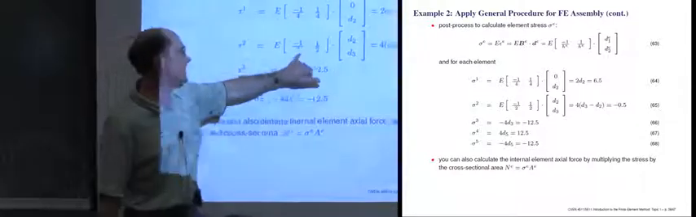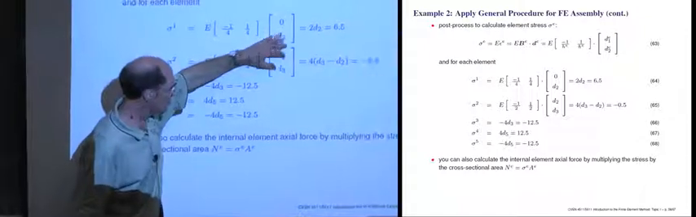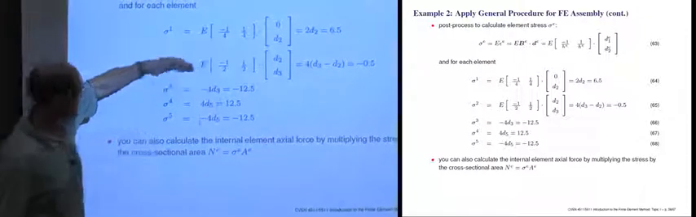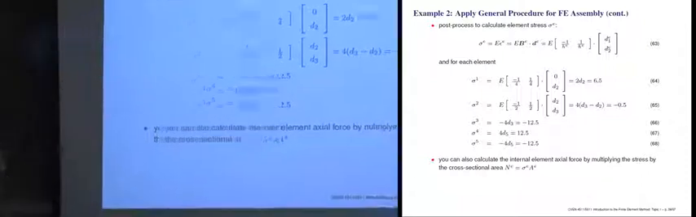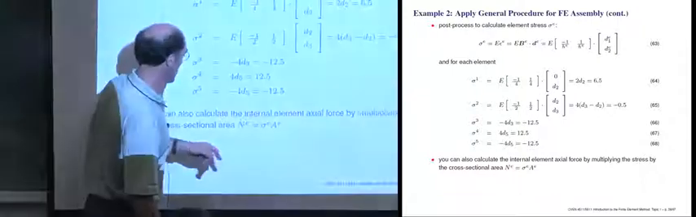So element 2, same thing, length 2, these are the degrees of freedom locally. So global degrees of freedom 2, 3 go into these local locations, and you just go down the list. Okay? And that was programmed in the MATLAB code if you're interested in looking at it.